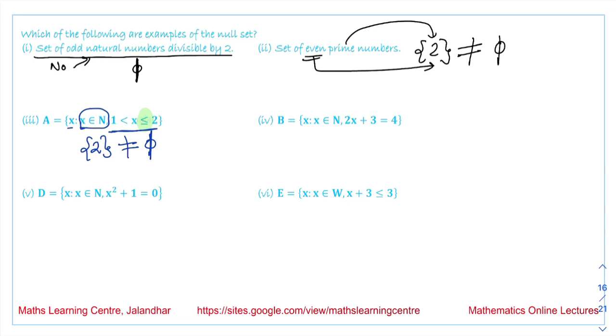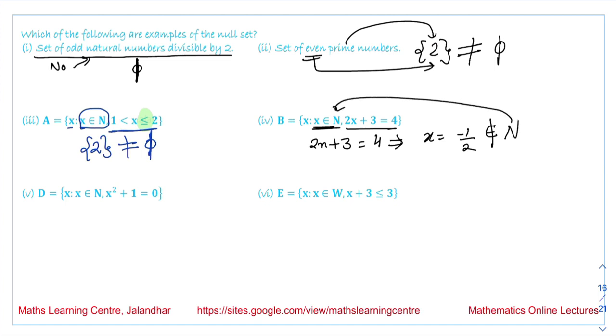Next is, x is a natural number and it is given that 2x plus 3 is equal to 4. So when we solve this equation, we get x is equal to minus 1 by 2, which is not a natural number, which does not belong to the set of natural numbers. So we are saying that there is no number x which satisfies this condition. So this set is equal to the empty set. We are saying that we cannot find a number which satisfies this condition. So this set is an empty set.